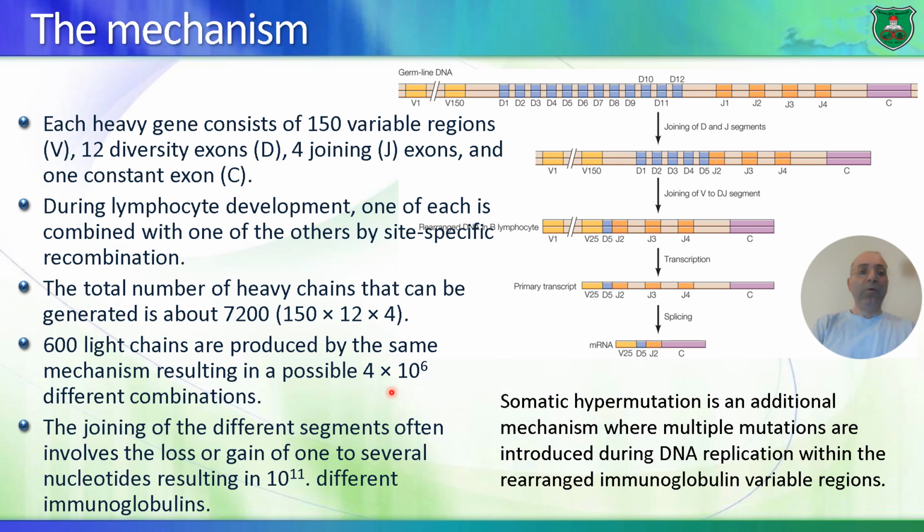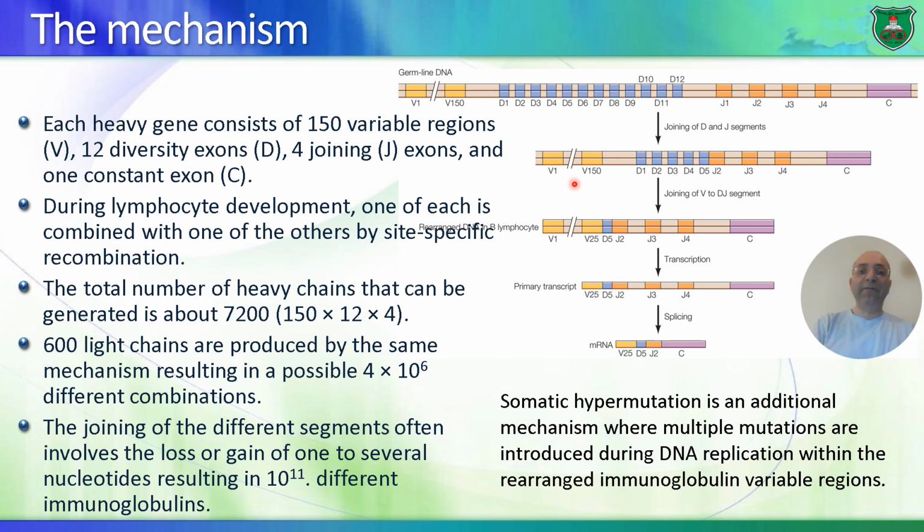Now what happens as well is that when you have joining of the different segments, that is the V exons with the D exons with the J exons, things are not perfect. So you would have the addition or deletion of a few nucleotides, and that increases diversity even further. In addition, during DNA replication, during the proliferation of the B cells, somatic hypermutations can also take place randomly, and these are random mutations that would increase the diversity of immunoglobulins even further. So we would end up with about 1 trillion different immunoglobulins produced by the different B lymphocytes.